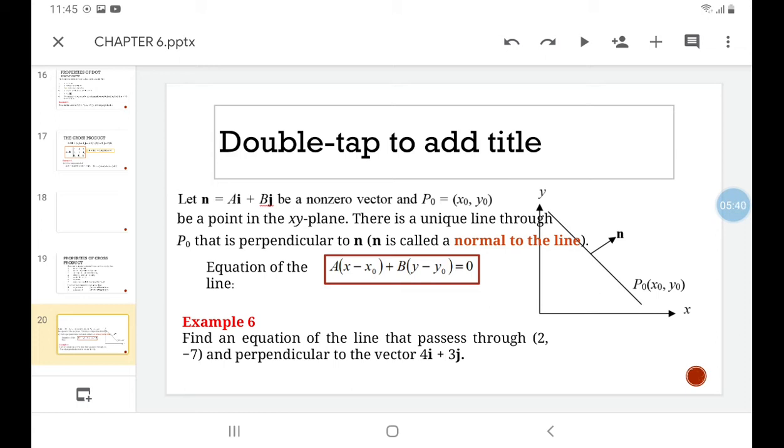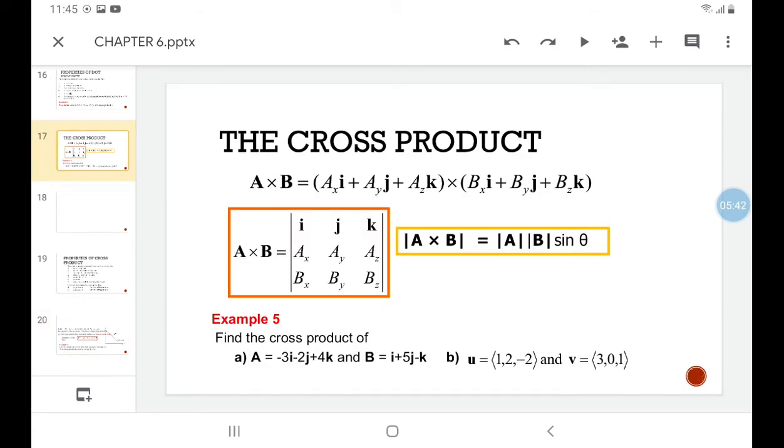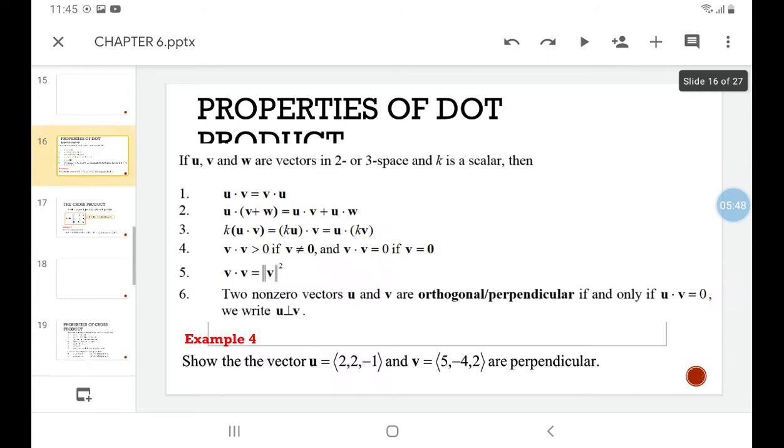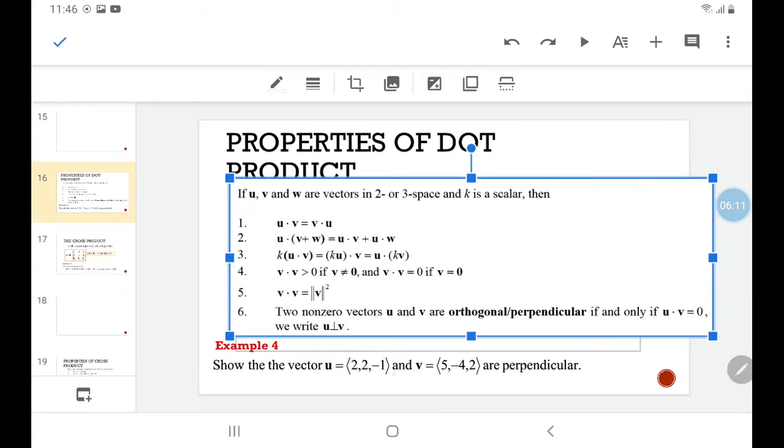Let's see here, where is example 4? So this is example 5 already. Yeah, I missed example 4. Sorry. So example 4 is about how to know whether two vectors are perpendicular or not: the value of u times v is 0. So now we want to check whether these vectors are perpendicular or not. Let's do this together.